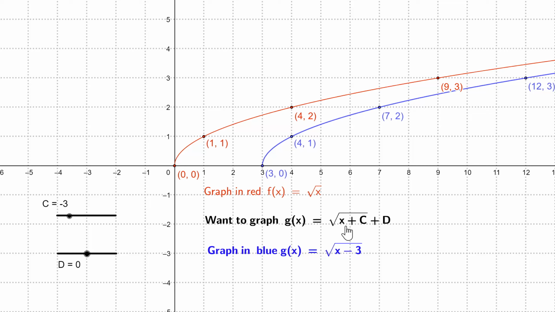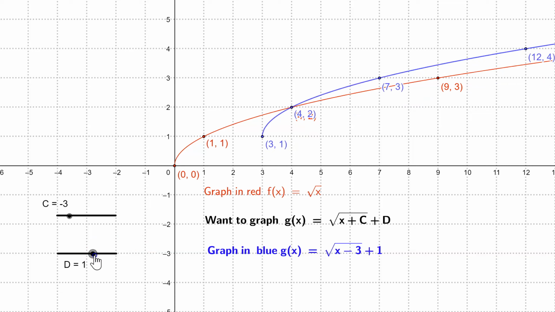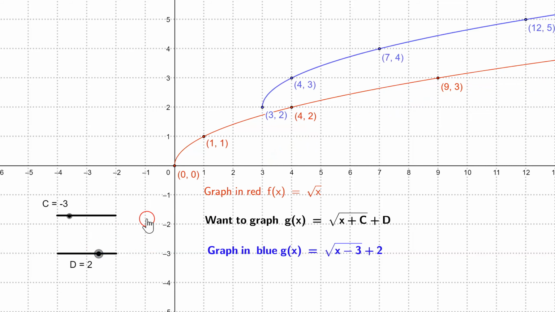And then again, we can combine these shifts. So if I make d 2 and c minus 3, so I have the square root of x minus 3 plus 2, it takes the parent graph, shifts it right 3, and then up 2.